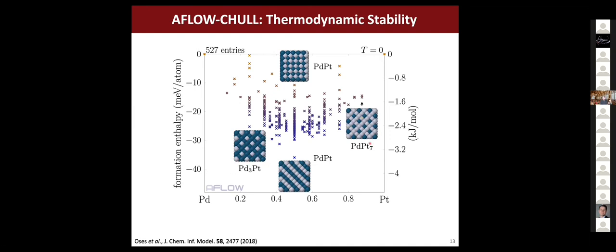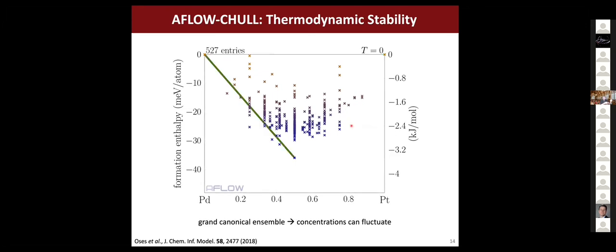We can have PdPt7, where we have more of one than the other, and another case of that. We can also have our 50-50 mixture, which is what I've been showing you throughout the slides, but there are also different ways of arranging it. So we can also have polymorphs. We have all of these different structures to consider, both varying composition and the way that we arrange the atoms. And we need to consider all of the possible decompositions.